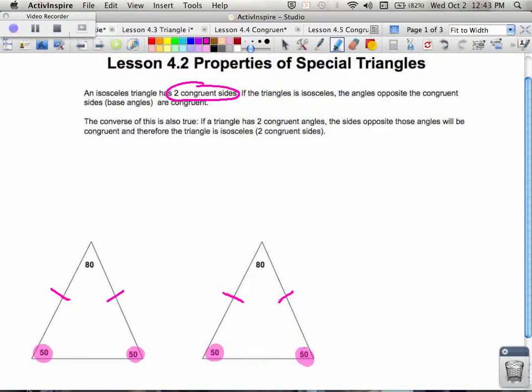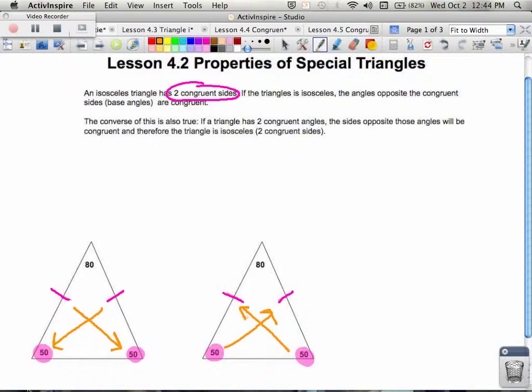The converse, or meaning when you flip the wording around, is also true. If you have two congruent angles, then the sides opposite to those angles will be congruent, and therefore the triangle is isosceles. And when they're talking about opposite, what they're meaning is, if you look at the sides in the first one, and then you look at the angles that are across from them or opposite to them, those are the two congruent angles. And the converse is, if you look at the two angles and look at the sides that are opposite to them, those two sides are congruent.